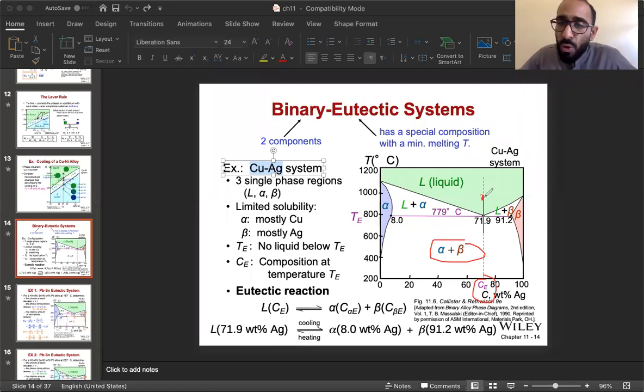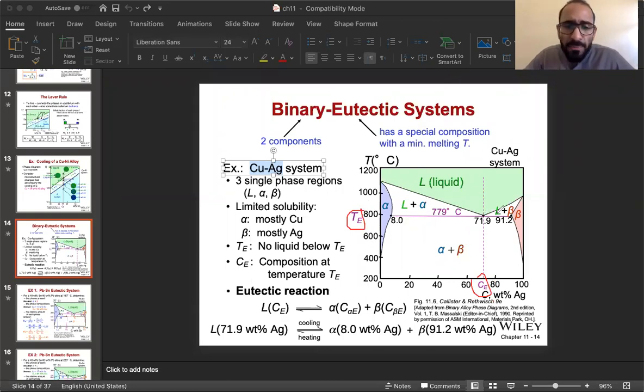Similarly, if you are at this point and you want to solidify, the liquid can go directly to forming two solid phases, alpha plus beta, without the need of forming primary alpha or primary beta. Clear? This is why we call this point a eutectic point. The point where you have the eutectic reaction is an invariant point. The specific composition is called the eutectic composition, and the specific temperature is called the eutectic temperature.